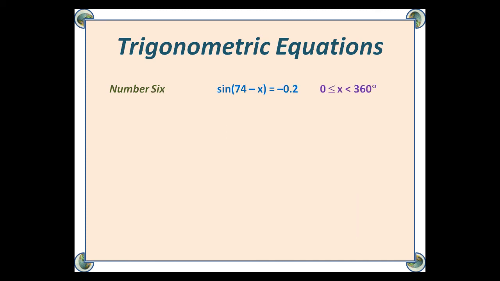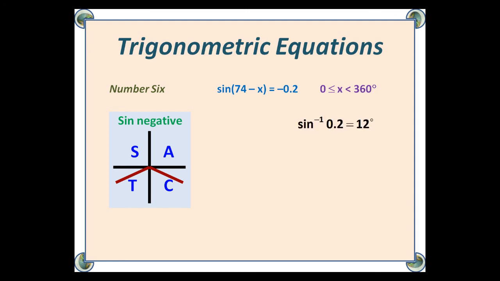Finally, number 6, sine of (74 minus x) equals minus 0.2, back to degrees 0 to 360. Sine is a negative number this time, so we'll be looking at the T and the C regions, and the inverse sine of 0.2, positive 0.2, is 12 degrees. So, from the diagram, the angles are 180 plus 12, 192, and 360 minus 12, 348.